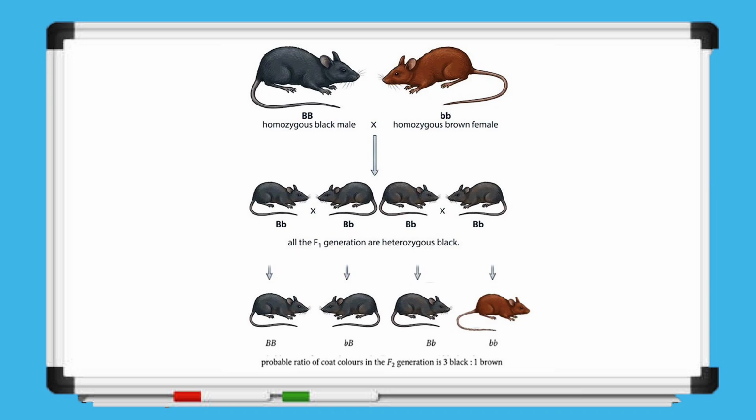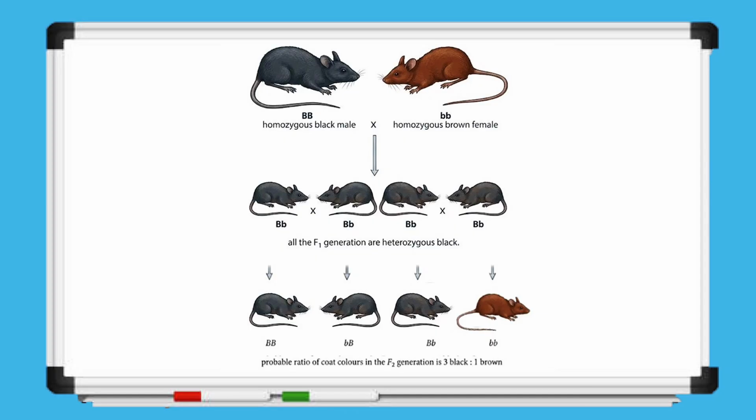In the parental generation, a homozygous black male is crossed with a homozygous brown female. The black male carries 2 dominant alleles for black fur, while the brown female carries 2 recessive alleles for brown fur. Each parent passes on only 1 allele to the offspring, so the male contributes a dominant allele and the female contributes a recessive allele. In the first generation, all offspring receive 1 dominant and 1 recessive allele, making them heterozygous. Because the dominant allele masks the recessive one, all offspring appear black.